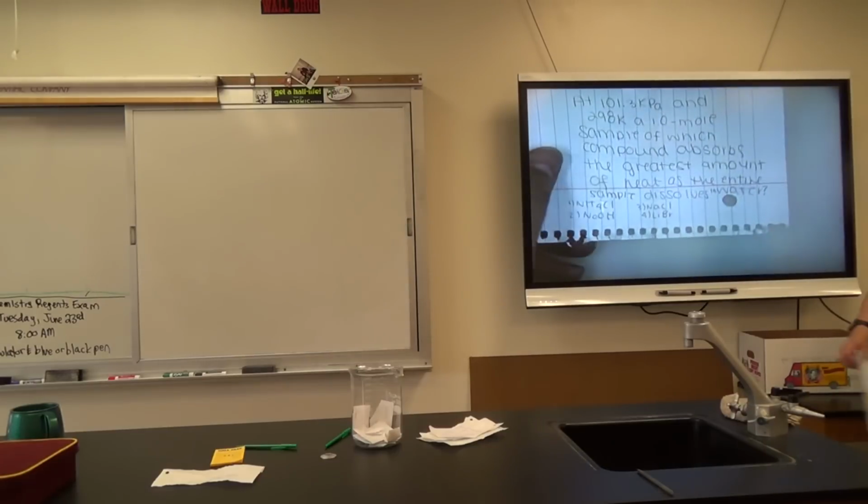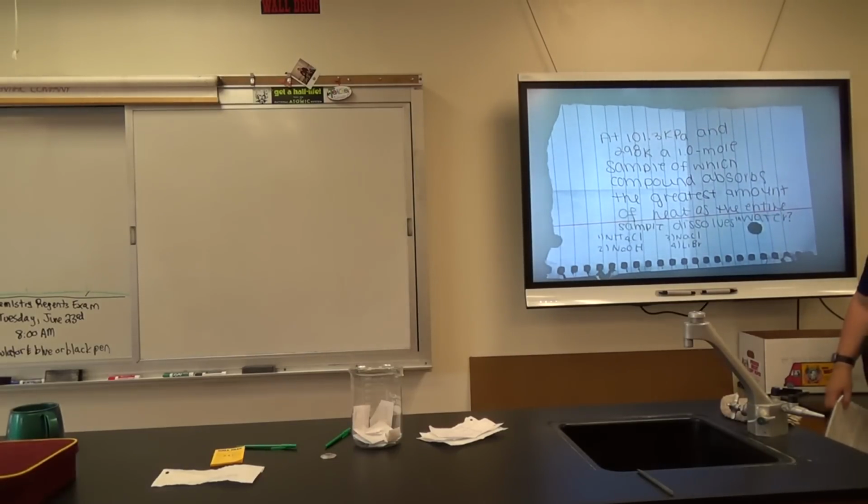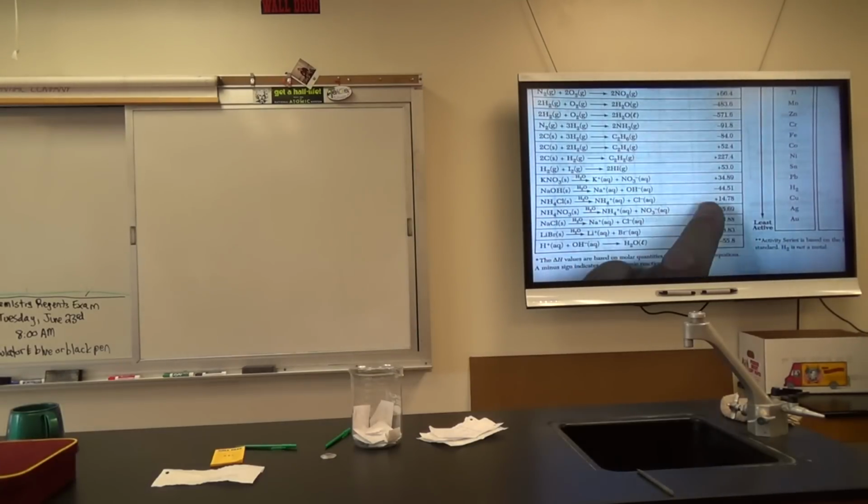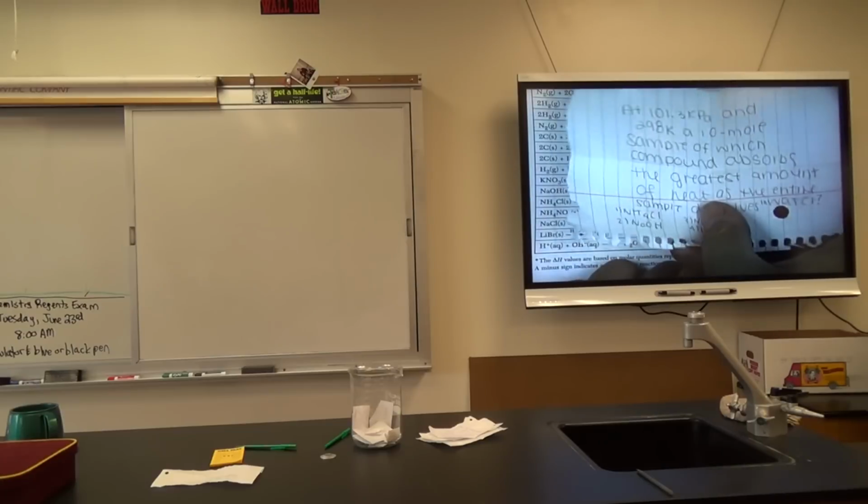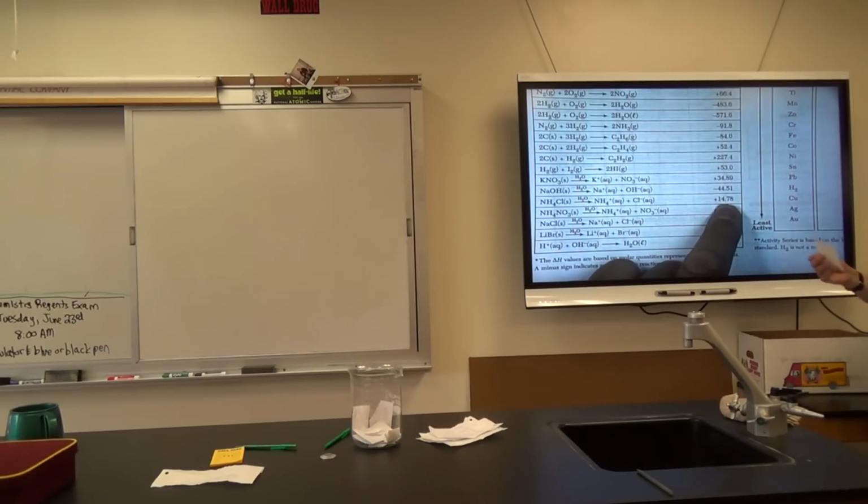Here's a question off a Regents exam. And this is a very common one that people miss that I went over one-on-one. At 101.3 kilopascals and 298 Kelvin, a sample of which compound absorbs the greatest amount of heat? I don't know. Let's look it up on table I. Now, the ones in question are NH4Cl, which absorbs, that's what the question says, it says absorbs, 14.78 kilojoules. Let's see if anything absorbs more than that. NaOH releases 44.51, so that's not it. NaCl absorbs 3.88. Well, that's less than 14.78, so NaCl doesn't beat NH4Cl. And LiBr also releases energy. So this not only absorbs energy, it absorbs more than the only other thing that absorbs energy.